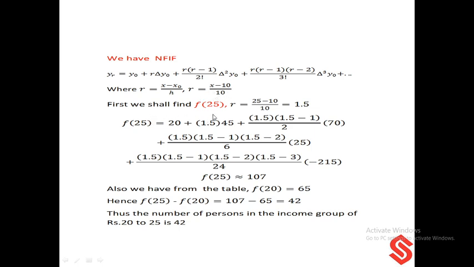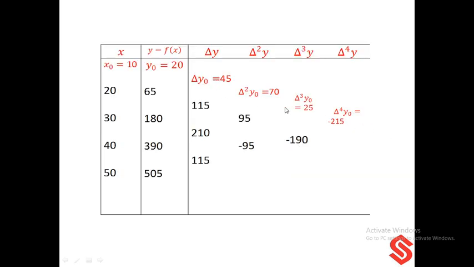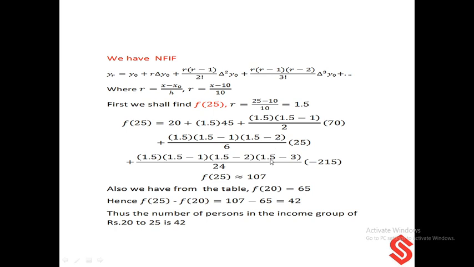So to find f of 25, we substitute x is equal to 25, so that r is equal to 1.5. So we substitute the value of r, 1.5, and the leading forward differences. Of course, from the table we have the leading forward differences: delta y naught 45, delta square y naught 70, delta cube y naught 25, delta power 4 y naught minus 215. So substituting these and on simplification, we get f of 25 is equal to 107.